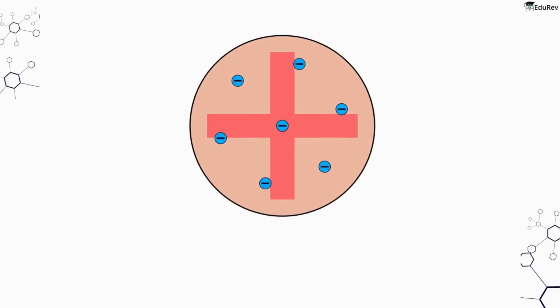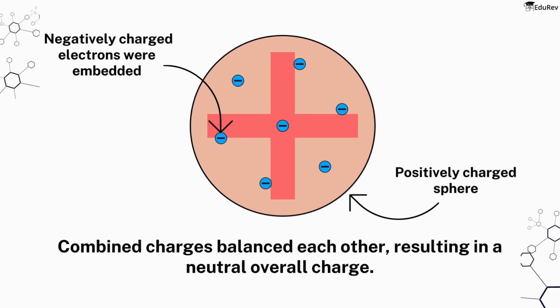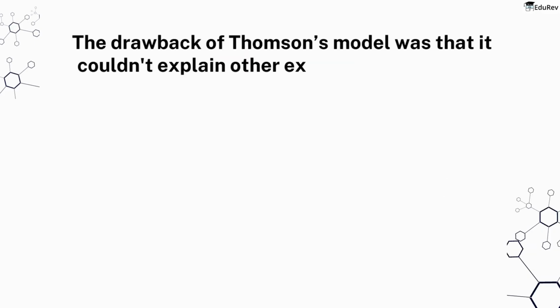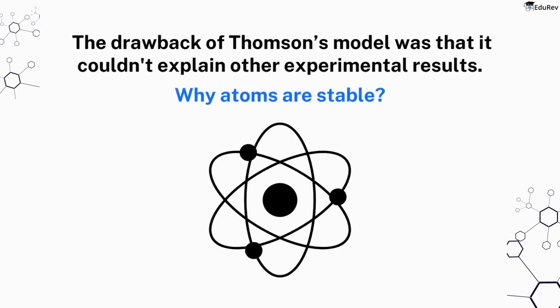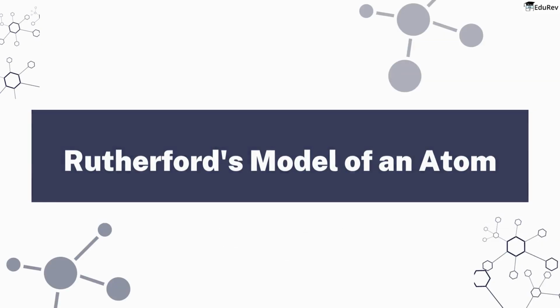Thomson's idea explained that atoms are neutral because the negatively charged electrons were embedded within a positively charged sphere, and their combined charges balanced each other, resulting in a neutral overall charge. But the drawback of Thomson's model was that it couldn't explain other experimental results such as why atoms are stable. The Rutherford model, which emerged after this, disproved the plum pudding atomic structure proposed by Thomson. So let us study Rutherford's model of an atom.